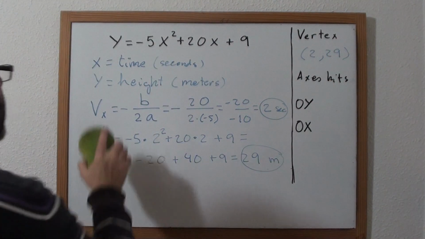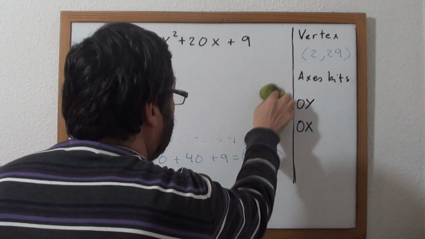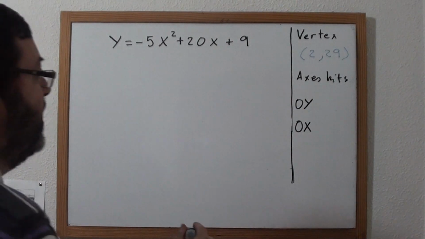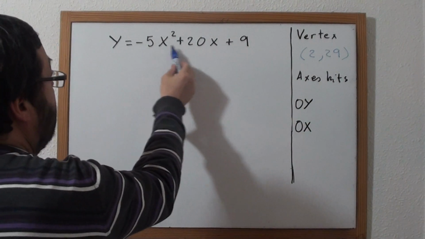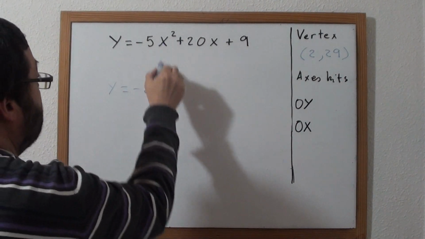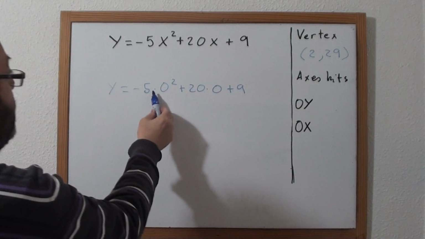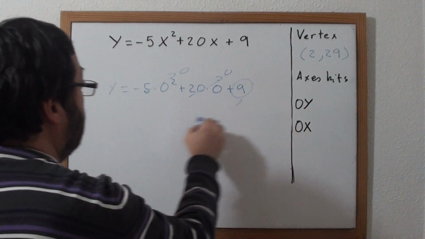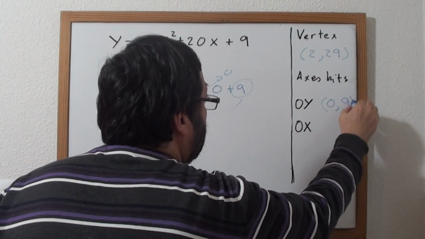Okay, and now we go for the axis hits, first the y-intercept. For the y-intercept we make x equals 0. So what do we get here? Y equals minus 5 times, we make the x 0. So this becomes 0, this becomes 0, and we get only 9. So the y is 9, and the point is 0, 9.